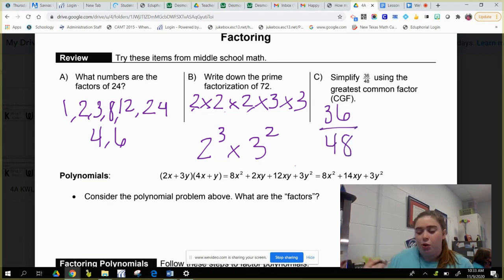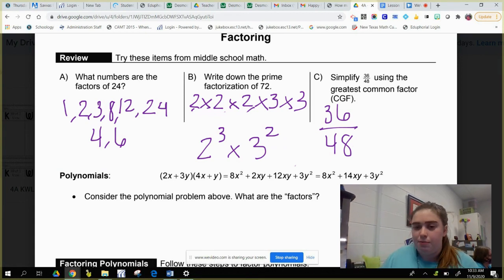Are there any numbers that we could take out of both of those? Now, you may think, well, both of those are even, so we could take out 2 out of each, right? But remember, we're looking for the greatest common factor. So that means we could take out 2, but we could also take out more than 2 probably, right? So take a look at that. Think about what is the greatest common factor we could take out of both of those numbers.